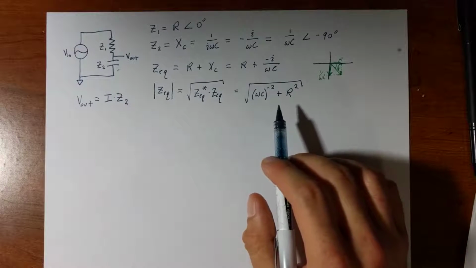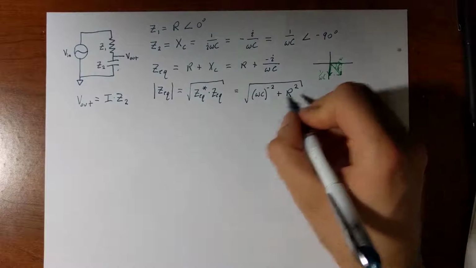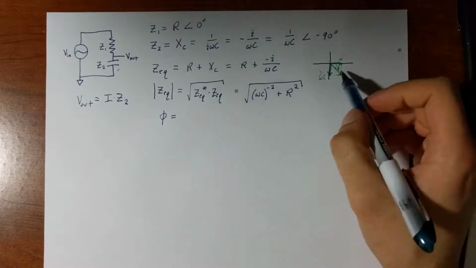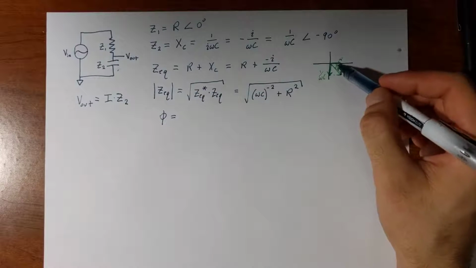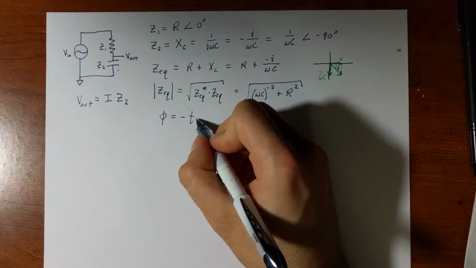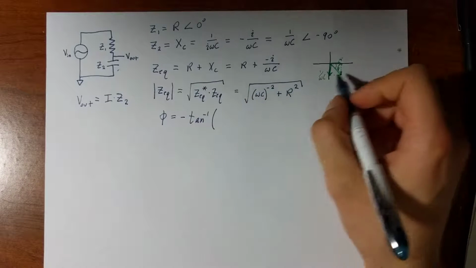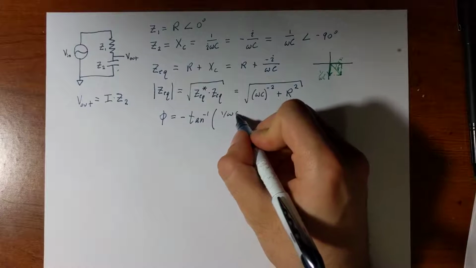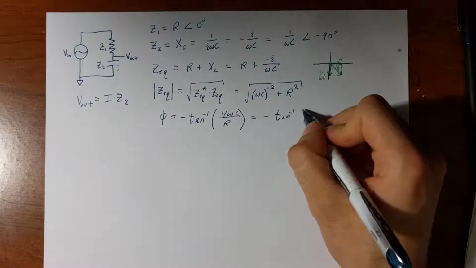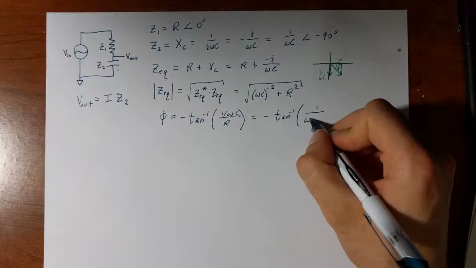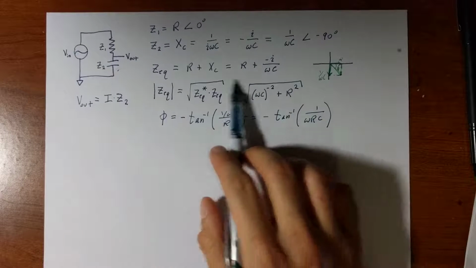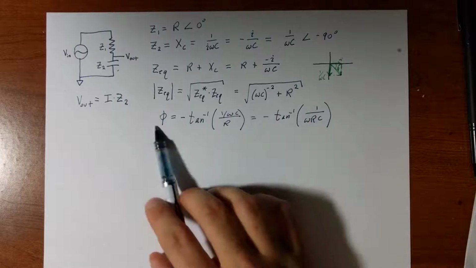The magnitude of my impedance, the angle of my impedance is going to be the inverse tangent of opposite over adjacent, but remember it's negative. It's in the negative direction from the x-axis, so negative inverse tangent of my opposite, which is my reactance, 1 over omega c, over r. Simplify down, I get negative inverse tangent of 1 over omega rc. All right, so I now have the magnitude of my impedance and the angle of my impedance.